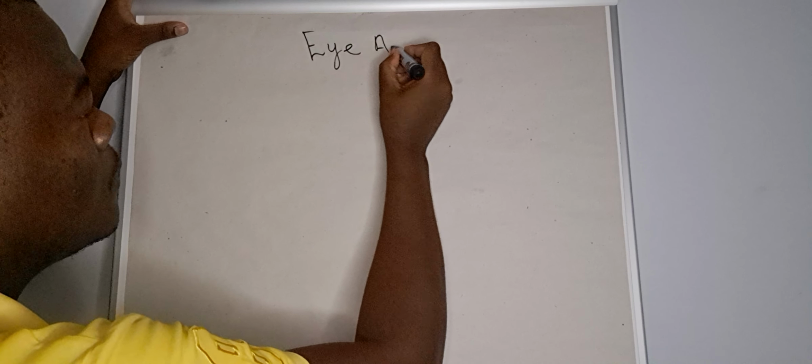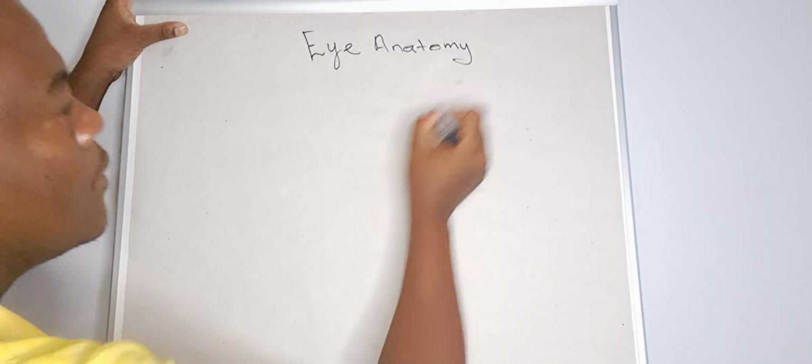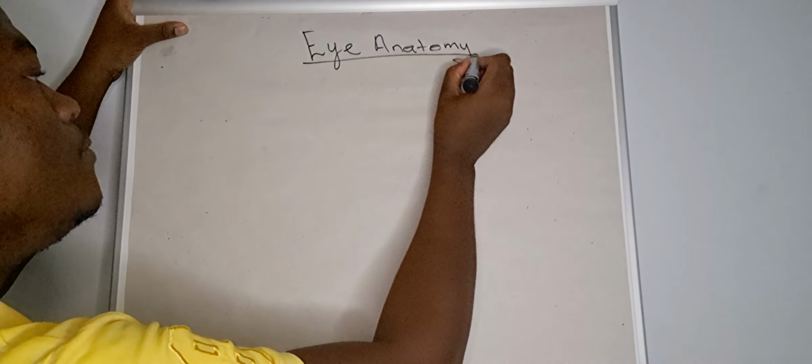Our today's lesson will be based on the eye. Eye anatomy simply means the structure of the eye. But let's begin with the anatomical drawing because the best way to learn something in biology is to draw it.